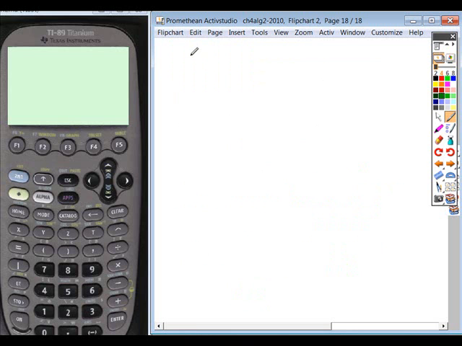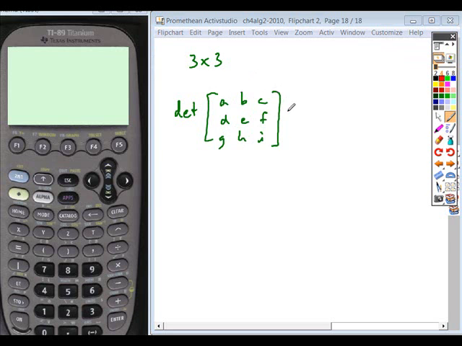All right, let's talk about a 3 by 3 determinant. When you're looking at a 3 by 3 matrix and you're finding the determinant, the way that you set this up is, again, if we write our determinant using the bars, A, B, C, D, E, F, and G, H, and I. So you might see this written in your book.